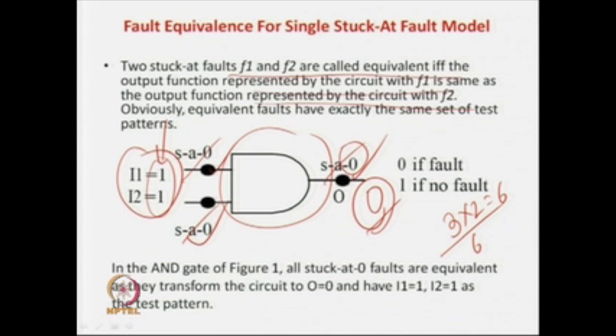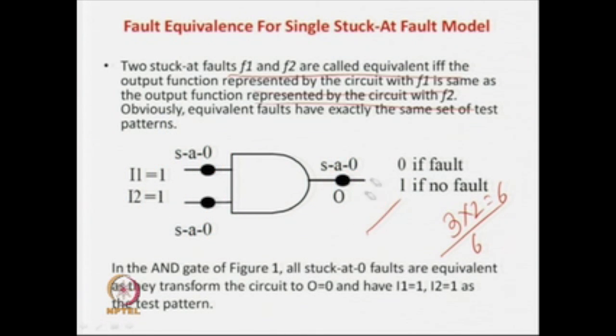Now you can see, surprisingly, for stuck-at 0 faults we require only one test pattern, that is 1 1, because it tests stuck-at 0 here, here and here. Because the stuck-at 0 faults at all the inputs and the output of an AND gate are equivalent, the output function f of the AND gate with a stuck-at fault at any of these places is the same. Therefore, we can represent an AND gate in the single stuck-at fault model by choosing any one point with a single stuck-at fault; all faults are not required.